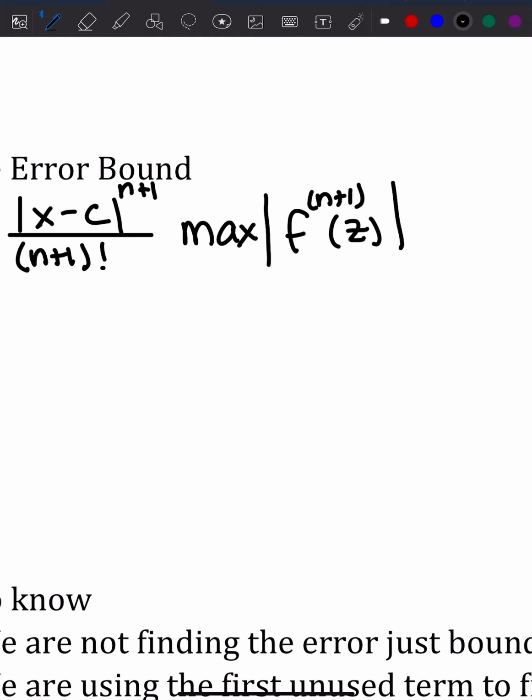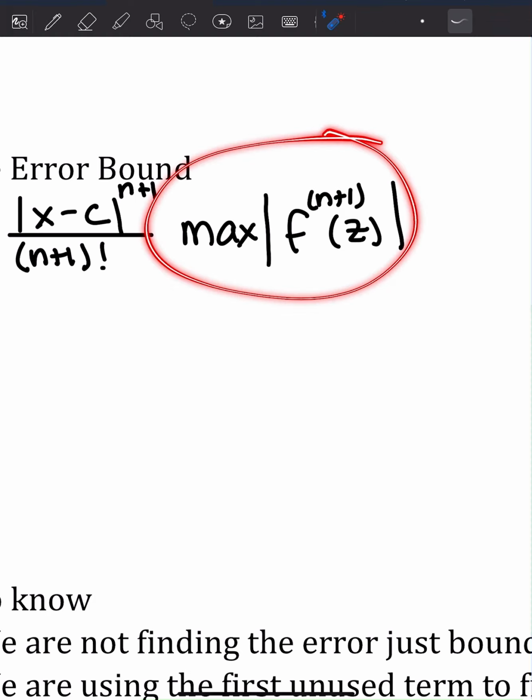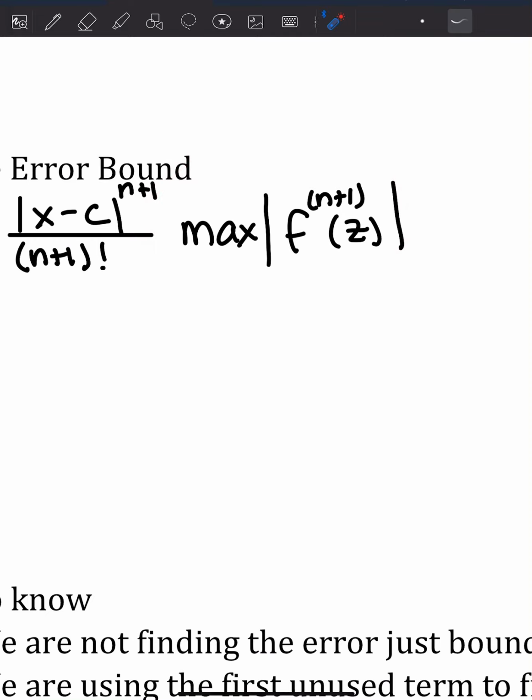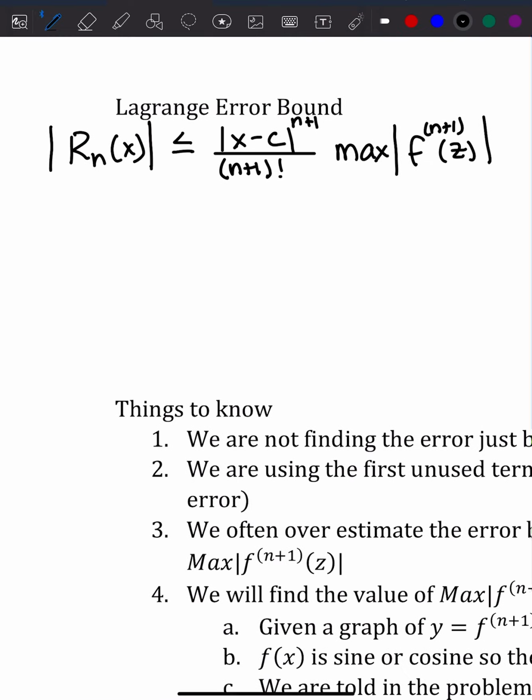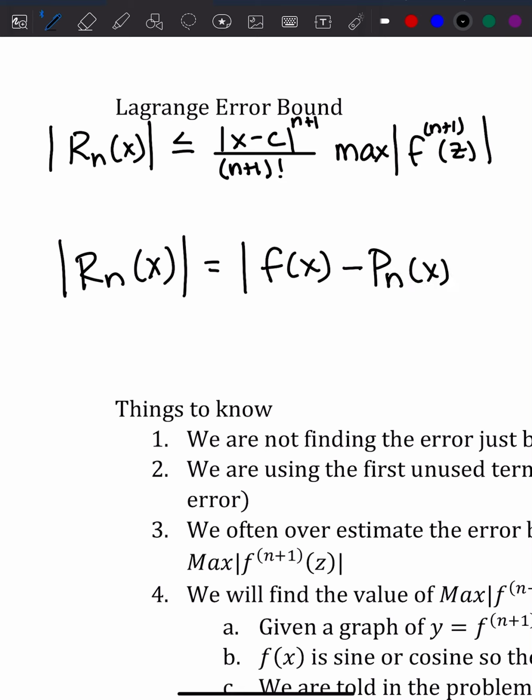So the big piece here that we don't know how to find yet is going to be this maximum. And that's what we're going to be figuring out how to do. So all of this comes from the fact that the absolute value of our remainder, the absolute value of r sub n, that remainder function, is equal to the absolute value of our function minus our Taylor polynomial.